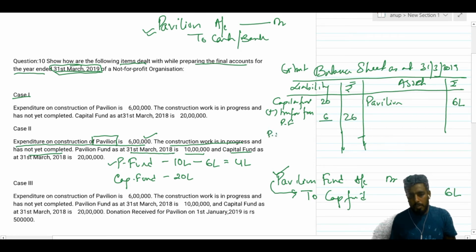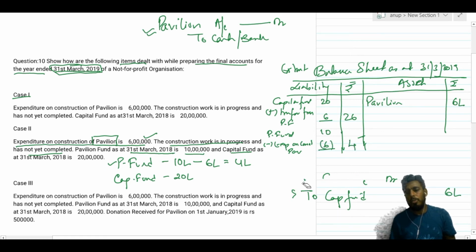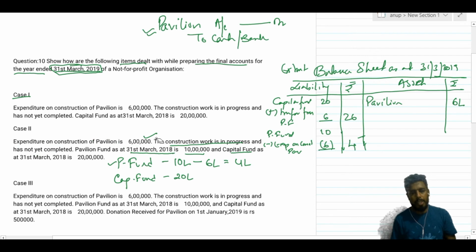However, your pavilion fund was 10 lakh previously, and now you have incurred expenditure on construction of pavilion, that is 6 lakh. So therefore your pavilion fund will now be reduced to 4 lakh. So this is how it will be shown in the balance sheet, in the final account of NPO. So let me summarize the whole thing again. The case 2, there was a pavilion fund of 10 lakh, you have constructed a pavilion of 6 lakh, so therefore your pavilion fund has become 4 lakh.